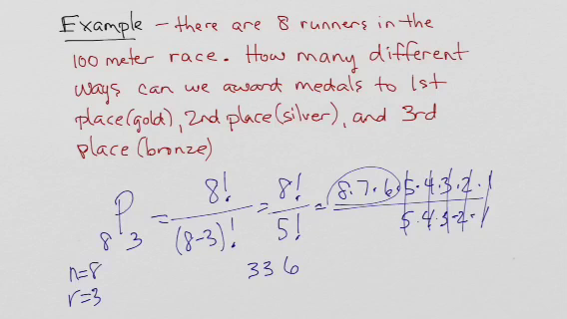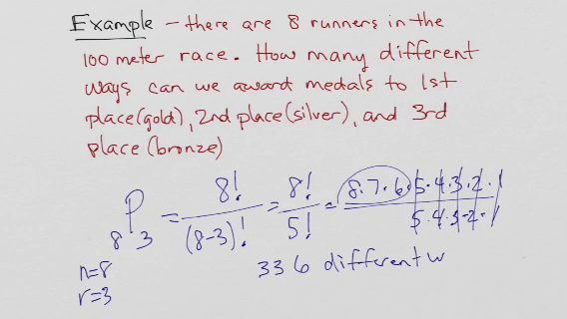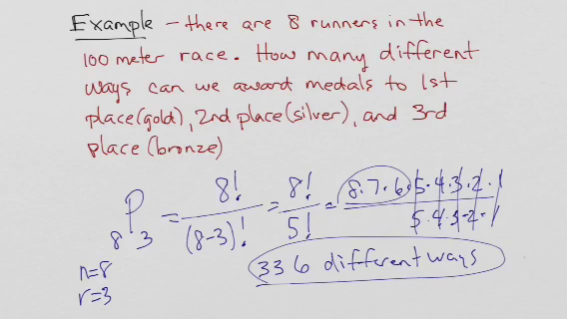If you multiply that out, that's 336 different ways. That is a lot of different ways that we can have those 8 runners finish if we're only worried about the first 3 places. Again, we're not worried about places 4 through 8. But there are 336 different possible arrangements of first, second, and third place. Again, the answers get a little bit bigger today.